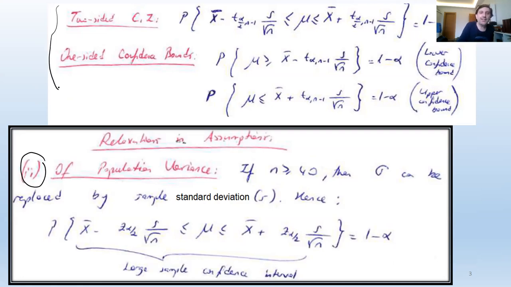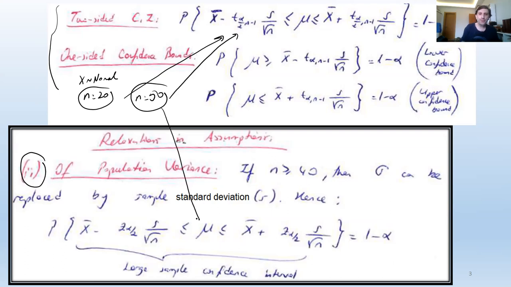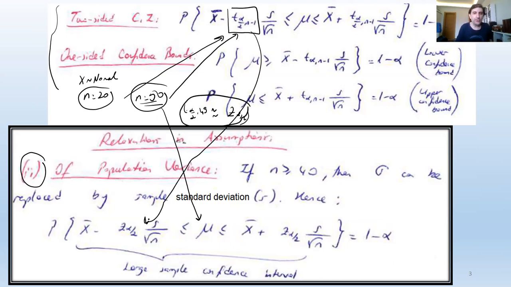On the other hand, this one is valid only for normally distributed x. What do I mean by that? Let's assume that x is normal. You have a sample size of 20 observations. You are going to use this method. If n is equal to 40 or 50, you may use either this or this. Which one am I going to use? Note that when n is equal to 50, the t distribution value, t alpha over 2 at 49, is going to be very, very close to the z alpha over 2 value here. Since these two values are very close to each other, either of them would work. So this is the idea.